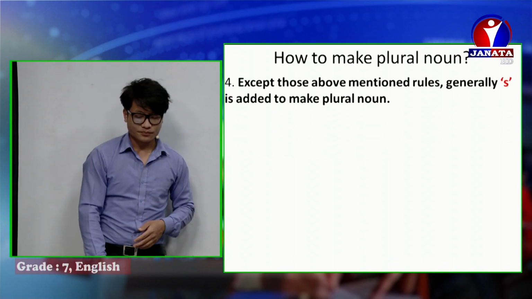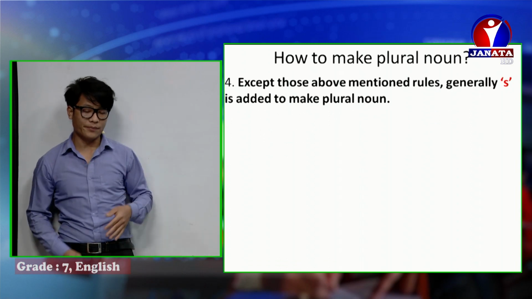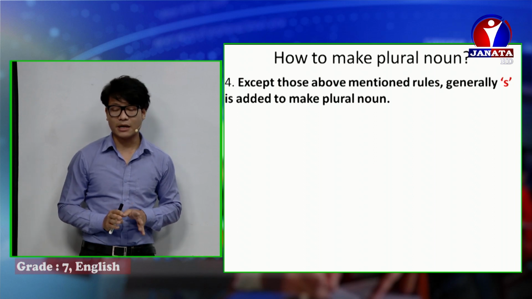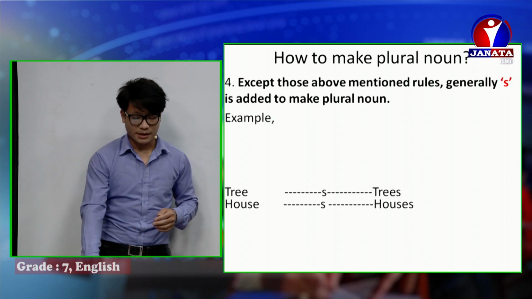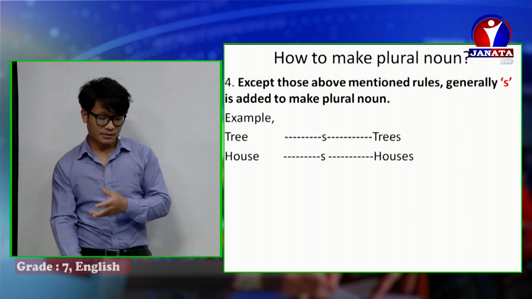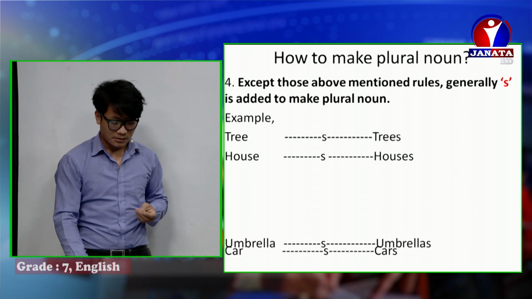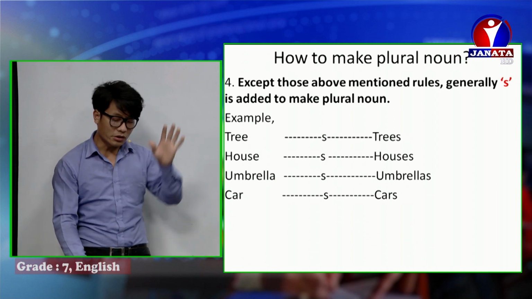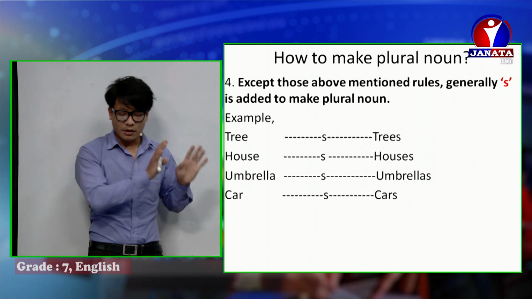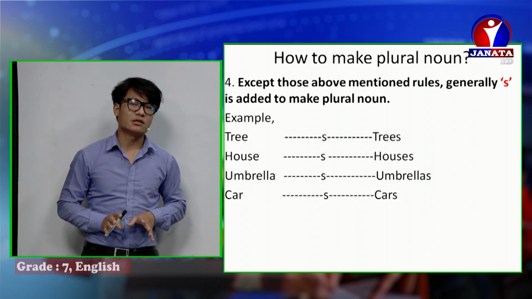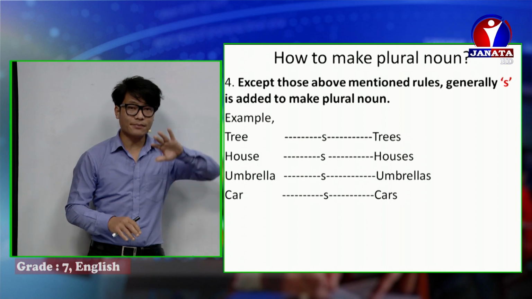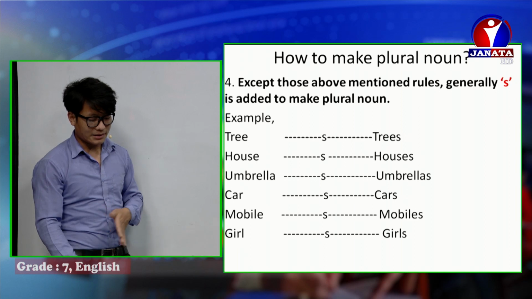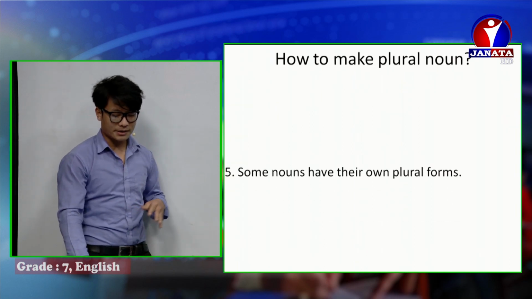Next, except for the above-mentioned rules, generally S is added to make a plural noun, for example, tree, trees, house, houses, umbrella, umbrellas, car, cars. So generally with these words we use just the letter S to make a plural noun, except for those rules. Mobiles, girls, okay? But listen, all of you.